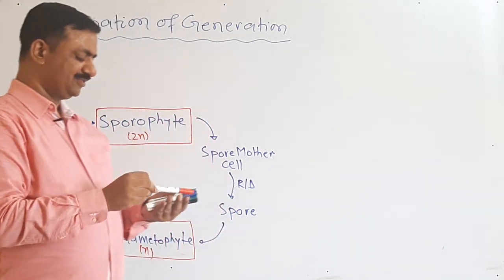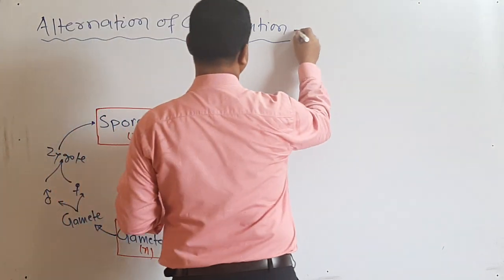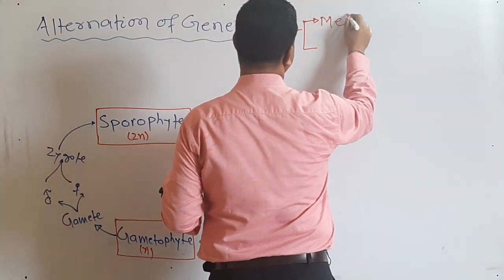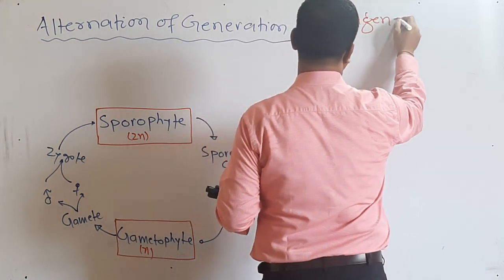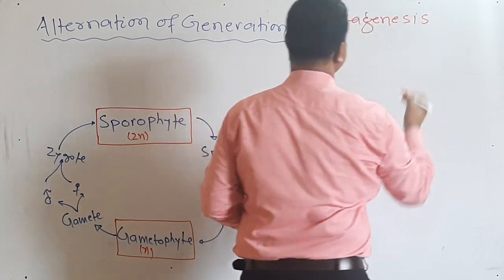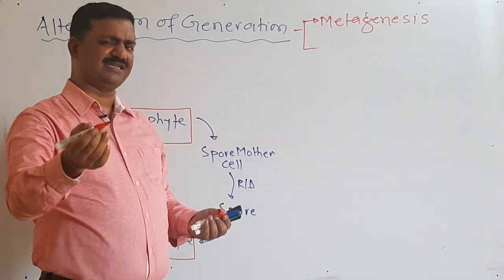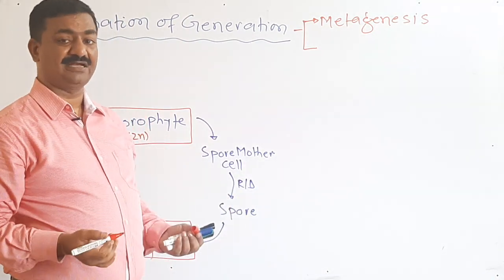That's why this is also known as what? Metagenesis. So metagenesis is another name of alternation of generation. This is very common in zoological topics, but you may be asked in botany also.